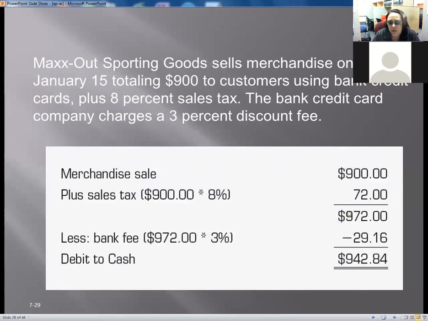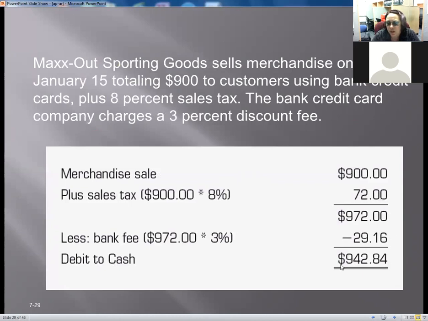So once you break this all down, the actual amount that you're getting in cash would be $942.84. That is your merchandise plus your sales tax minus your bank fee. And this is what the bank will actually deposit in your bank account. Now remember, you need to record this sales tax separately.